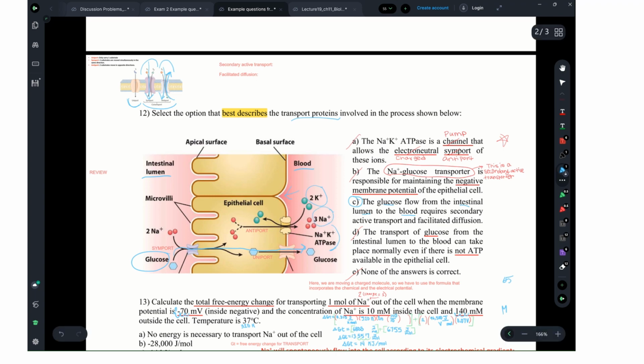Sodium is also charged and it's going to the right. So that's why it's antiport, and it allows charged, and it's a pump. Okay, so B, the sodium glucose transporter is responsible for maintaining the negative membrane potential of the epithelial cells.